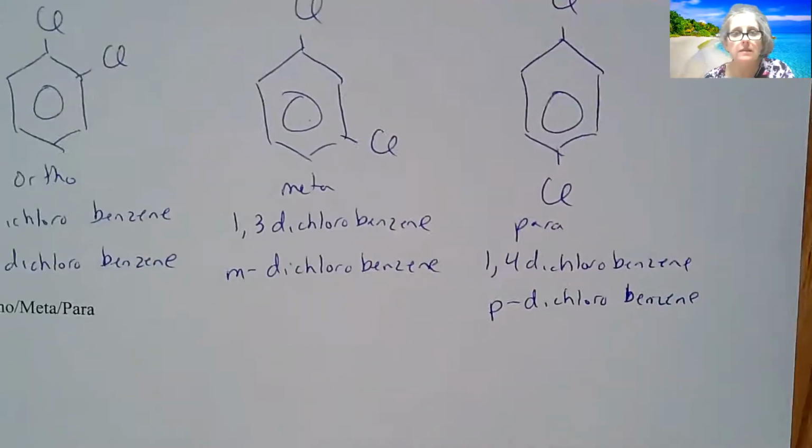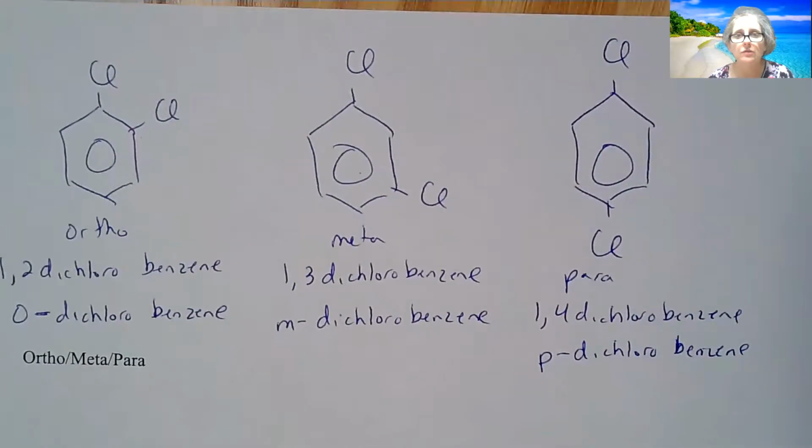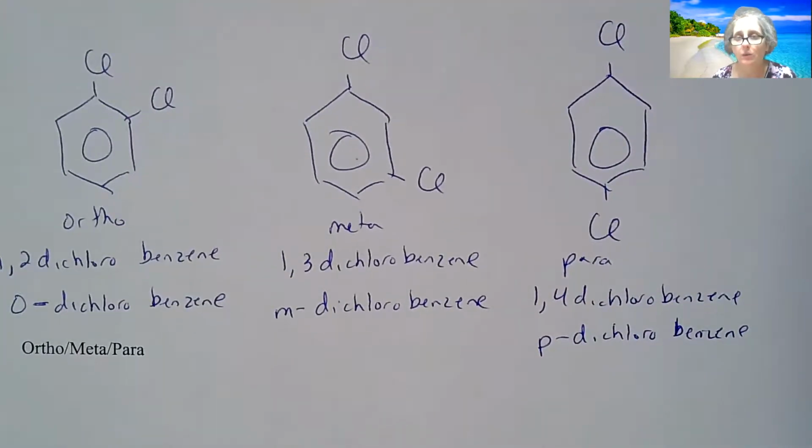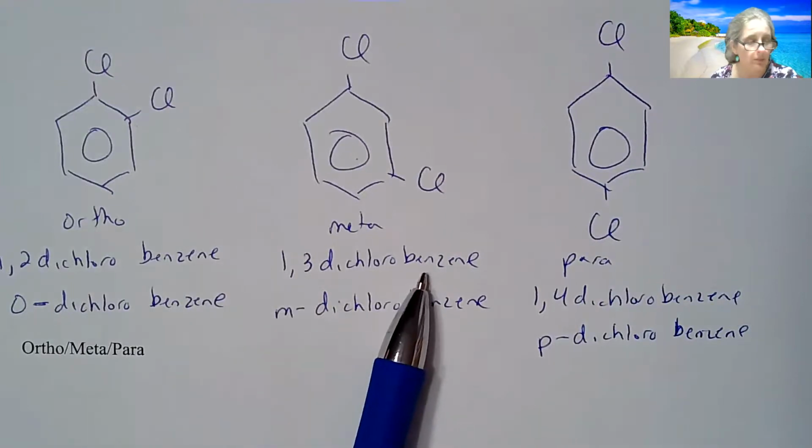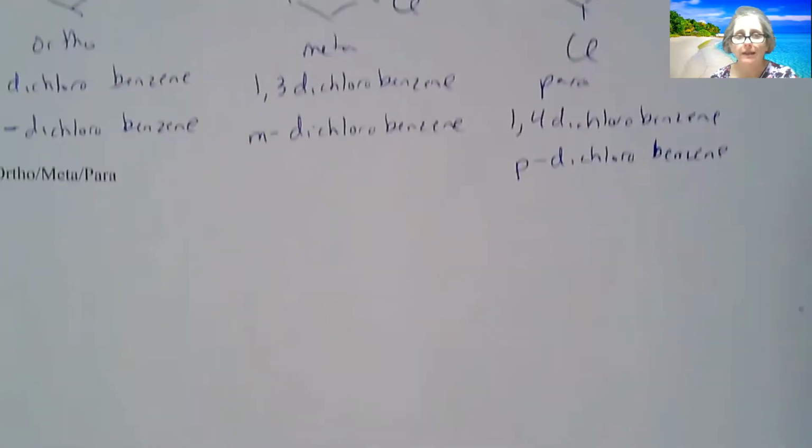Now for quizzes and tests, I'm not going to force you to do ortho, meta, or para, but I am going to ask you to recognize it. So I might give you the name as meta dichlorobenzene and ask you to draw it. But in terms of naming, if you name it 1,3 dichlorobenzene, I will give you full credit.